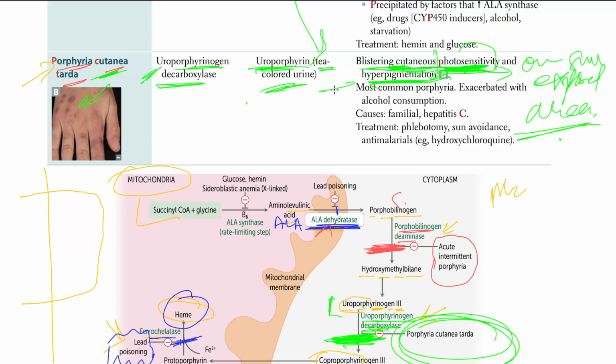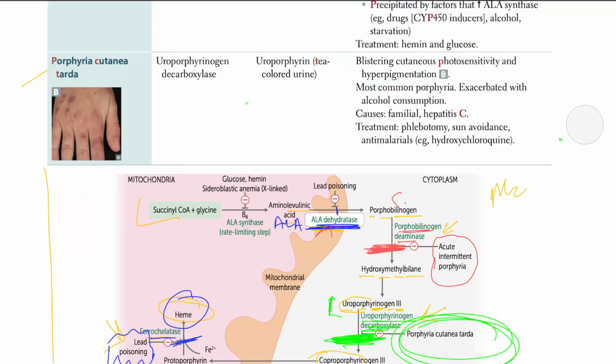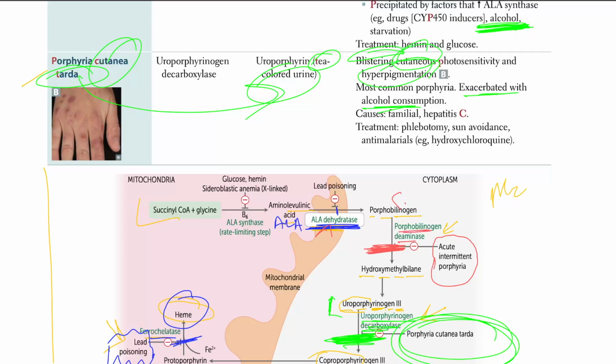Okay, this is the most common porphyria. And one more thing, just from the name, Porphyria Cutanea Tarda: Tarda, tea colored urine. Just from the name, Porphyria, cutaneous blistering or hyperpigmentation. Now, again, same thing, exacerbated by alcohol consumption. Again, this guy was also doing alcohol consumption. Causes could be familial or through Hep C.